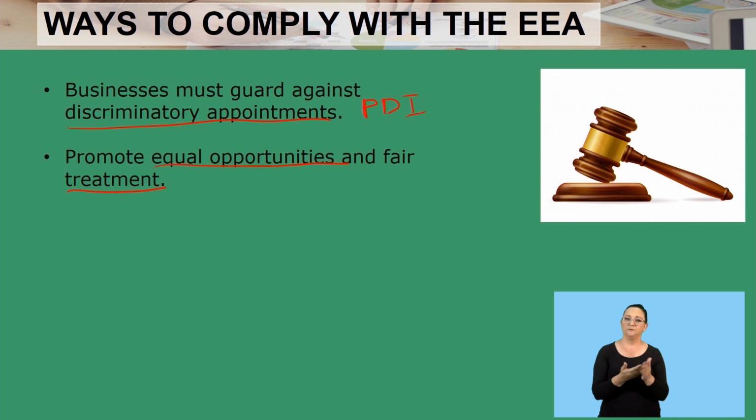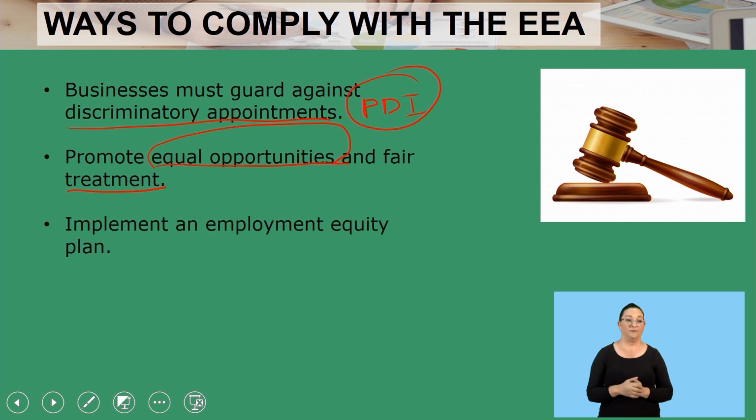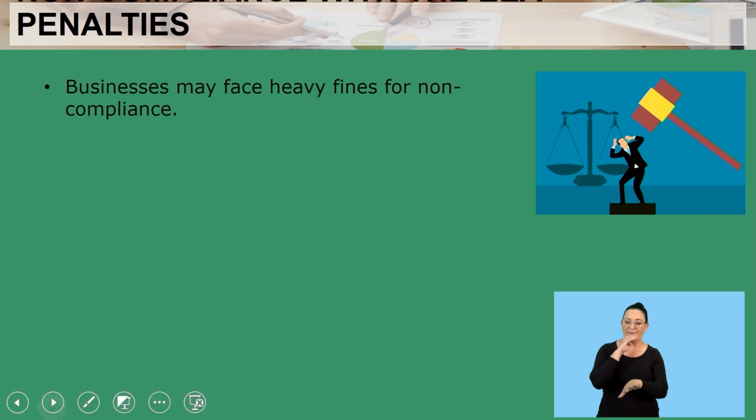So you need to guard against discriminatory appointments. Promote equal opportunities and fair treatment, regardless of the race, regardless of the language, regardless of disability. So equal opportunities should be given to everybody. You can't say the promotion is only for females only, or white females, or for white people only. No, it should be everybody, regardless whether you're white or non-white. But first preference should be given to what? To the previously disadvantaged individual. But equal opportunities should be given to everybody. Very, very important. Implement an employment equity plan, put it to action. Very important. That is the way to comply.